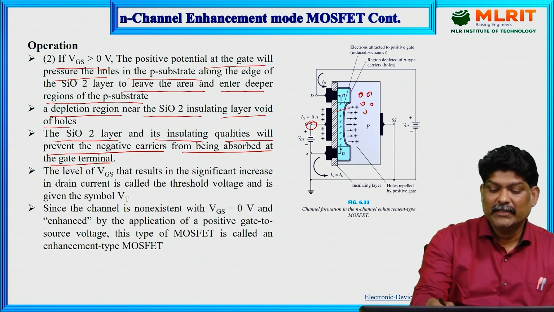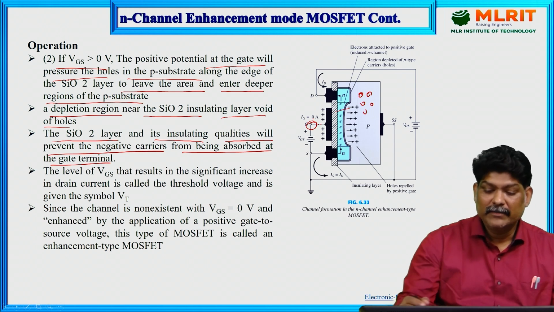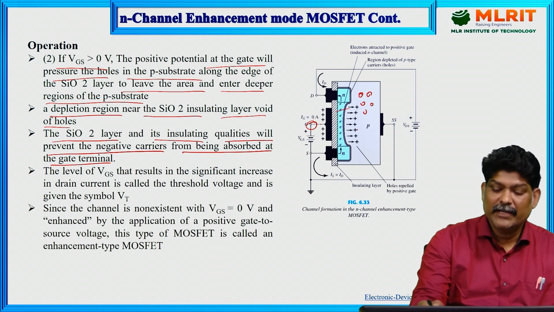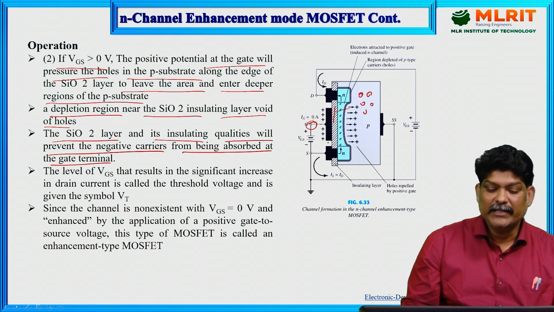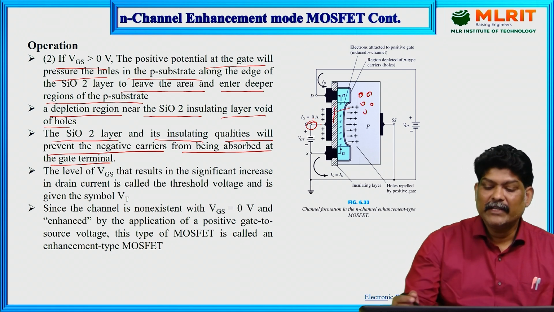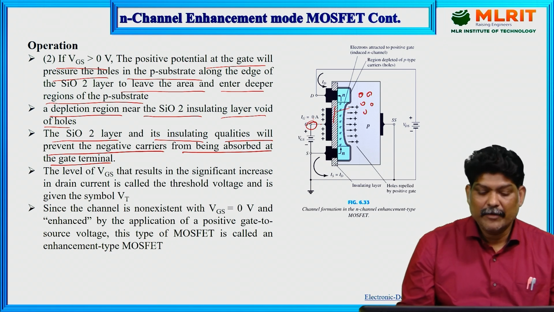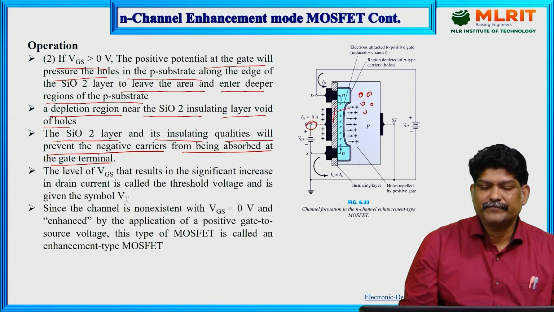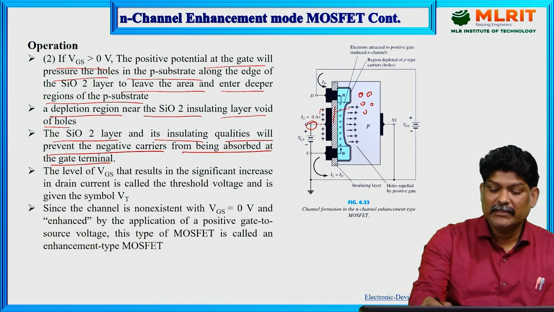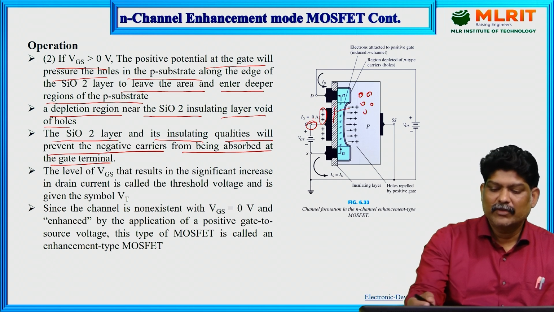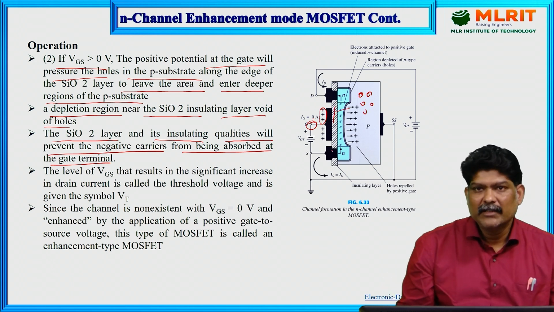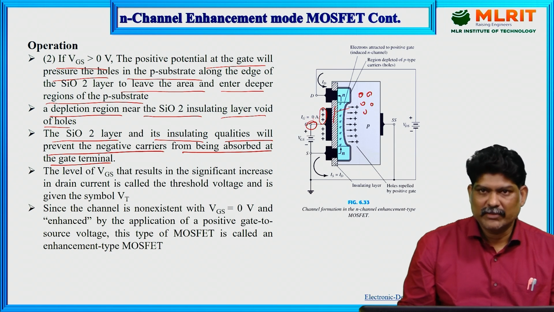So here is the gate terminal, and in between the P substrate and gate terminal we have the SiO2 layer, and this SiO2 layer acts as an insulator and its insulating qualities will prevent the negative carriers from being absorbed at the gate terminal. So here the gate terminal is positive, right? So obviously it will attract the negative charge particles. But the SiO2 layer opposes this process.